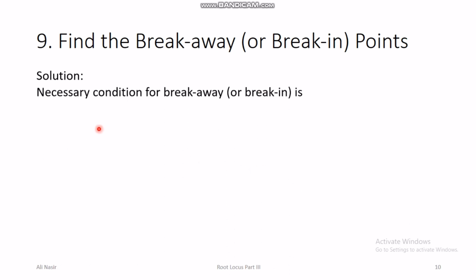The necessary condition for a breakaway or break-in point is that the derivative with respect to s of the open loop transfer function without the gain k is 0. You take the derivative and put it equal to 0. The solution of this equation will give you breakaway or break-in points. Remember that this is the necessary condition, which means that if this condition is satisfied, then there might be breakaway points or there may not be. This calculation will give you the actual breakaway or break-in points only if they exist in the root locus.